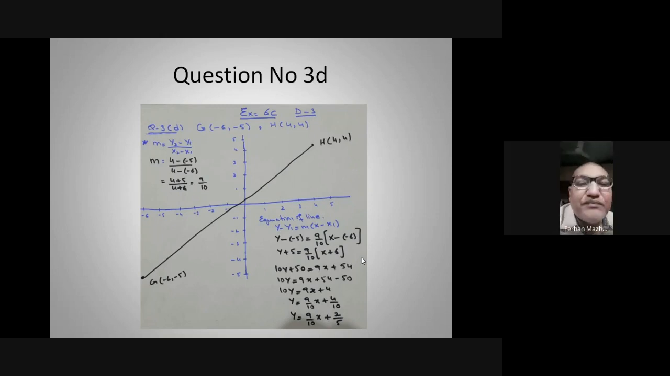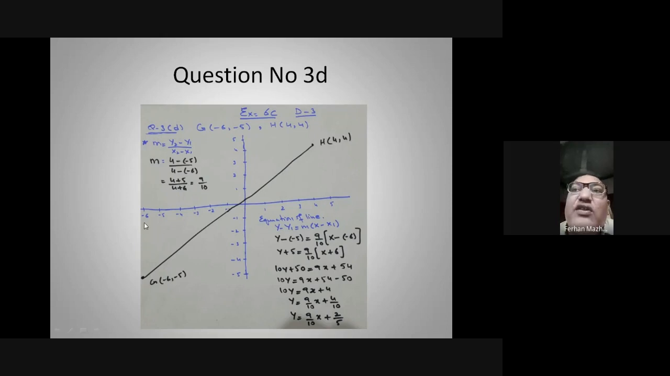The first step is you will find the gradient. The formula for the gradient is y2 minus y1 divided by x2 minus x1. I will substitute the values of y2, y1, x2 and x1. So we will have 4 minus minus 5 and in the denominator we will have 4 minus minus 6. So you will have 4 plus 5. In the denominator, you will have 4 plus 6. And that will give you 9 by 10. So the gradient of this line is 9 by 10.